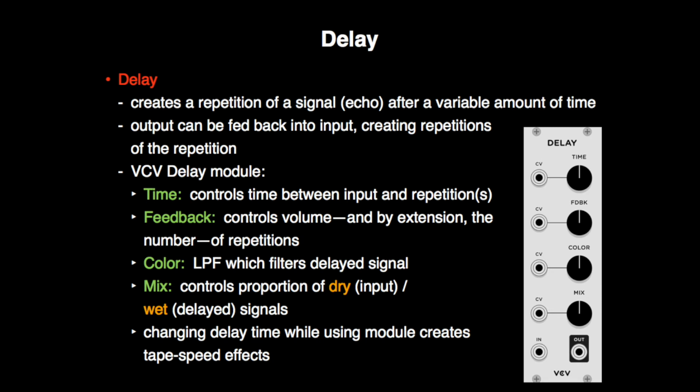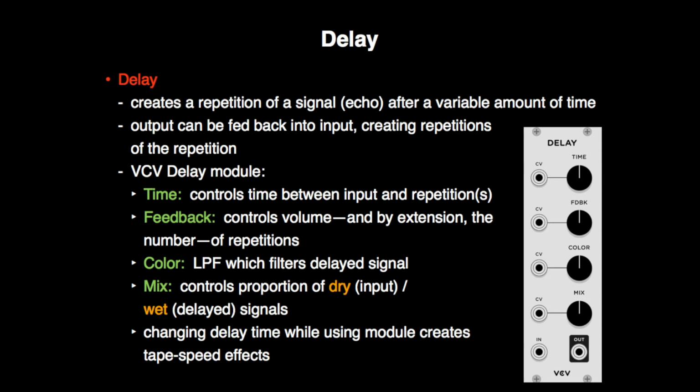Now, most delay units, delay modules, delay plugins, whatever we're working with, will have an internal feedback loop. That is, the echo that they create is then fed back into the delay so that we get an echo of our echo, and then an echo of our echo's echo, et cetera, et cetera.